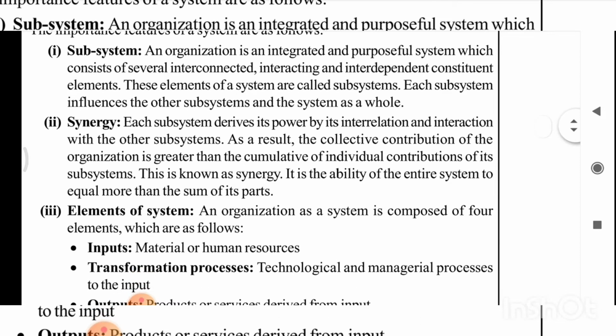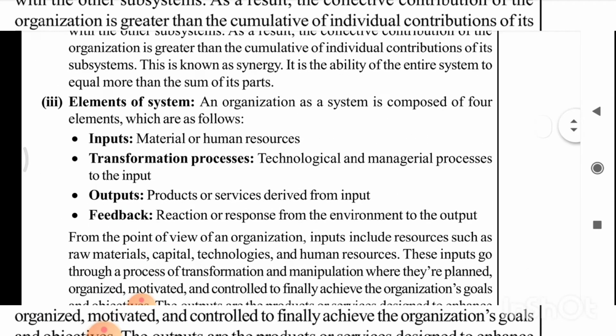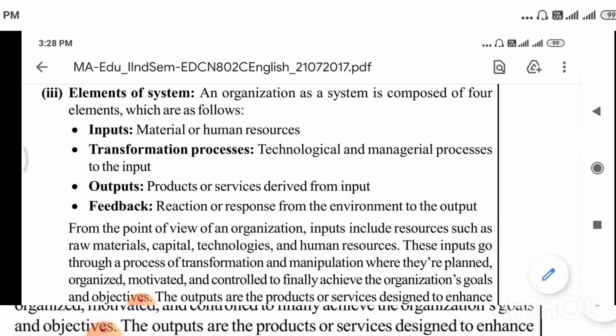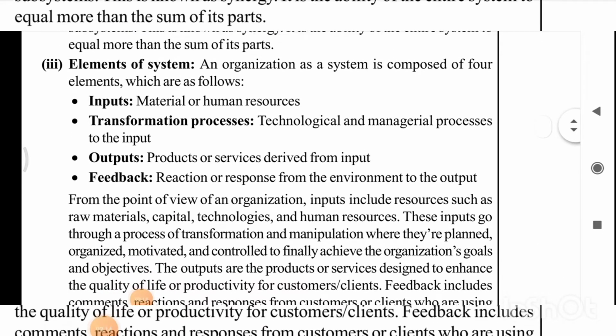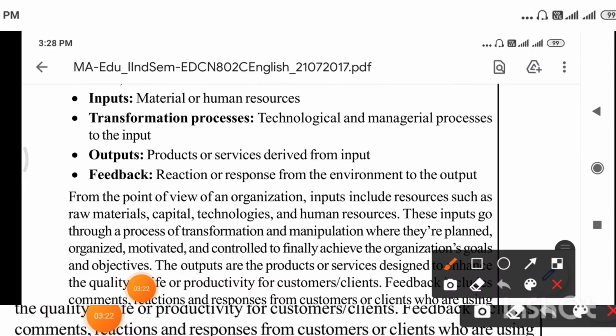Now the third feature is the elements of a system. What are the major elements of a system that we will discuss? An organization as a system is composed of four elements, which are as follows. And you need to remember these four elements: the first is input, second is transformation process, third is outputs, and fourth is feedback.